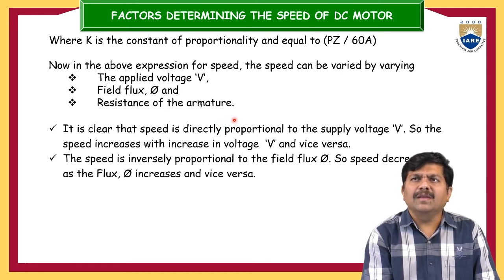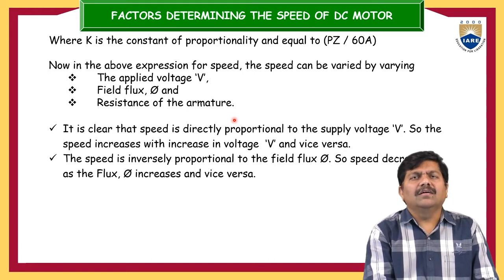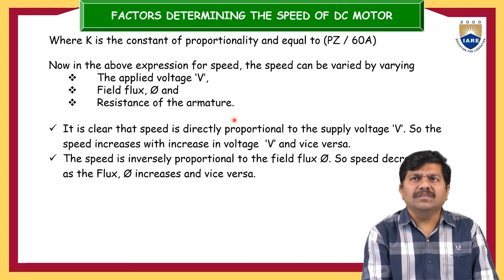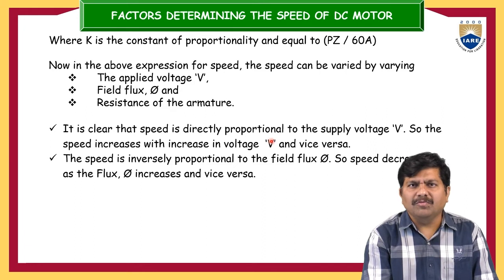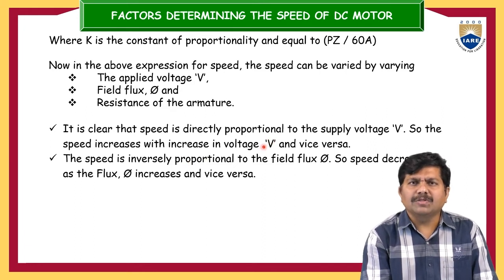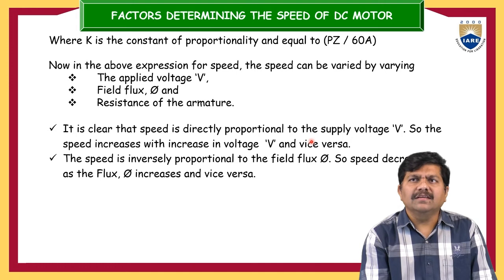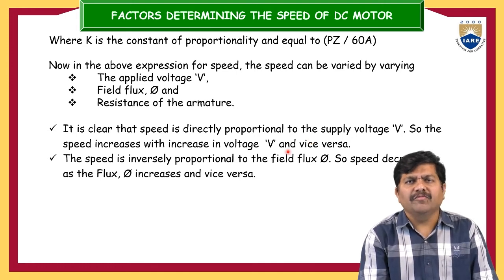The speed can be varied by varying the applied voltage V, the field flux phi, or the resistance of the armature circuit. It is clear that speed is directly proportional to the supply voltage, because N is directly proportional to V minus Ia Ra by K into phi. So the speed increases with an increase in the supply voltage and vice versa. If voltage increases, speed also increases.